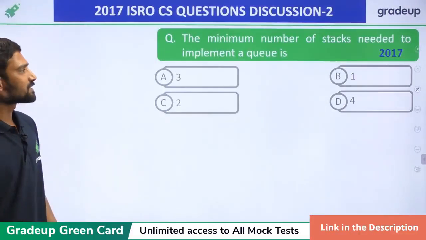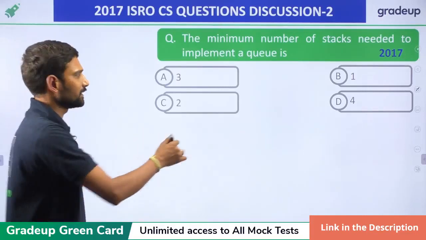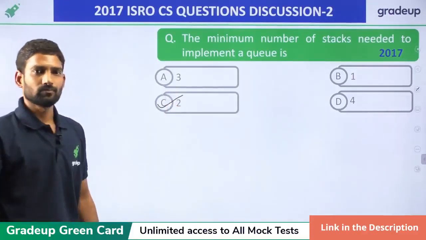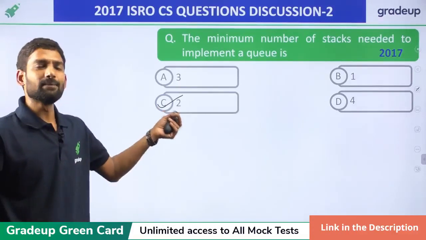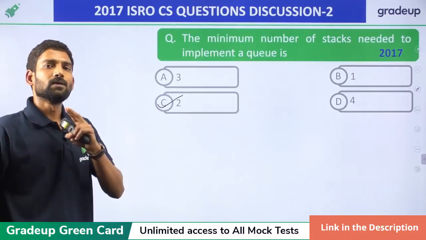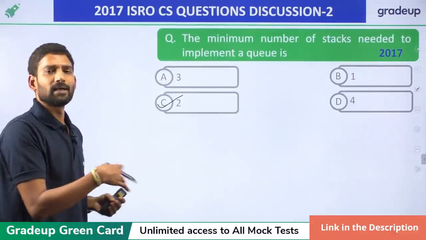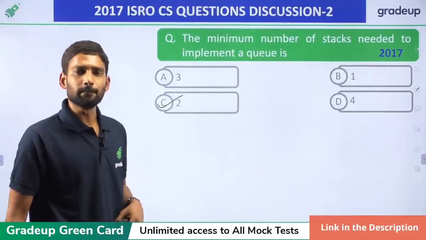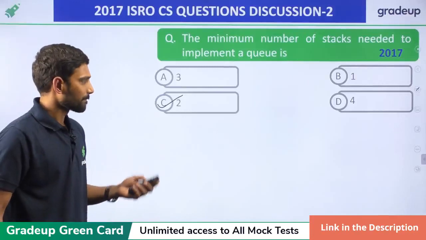The minimum number of stacks needed to implement the queue. It is a straight simple question. 2. To implement the queue, how many minimum stacks are required means 2 stacks are required. It is a straight question. How to implement it and all, please Google it and see if you want more details.